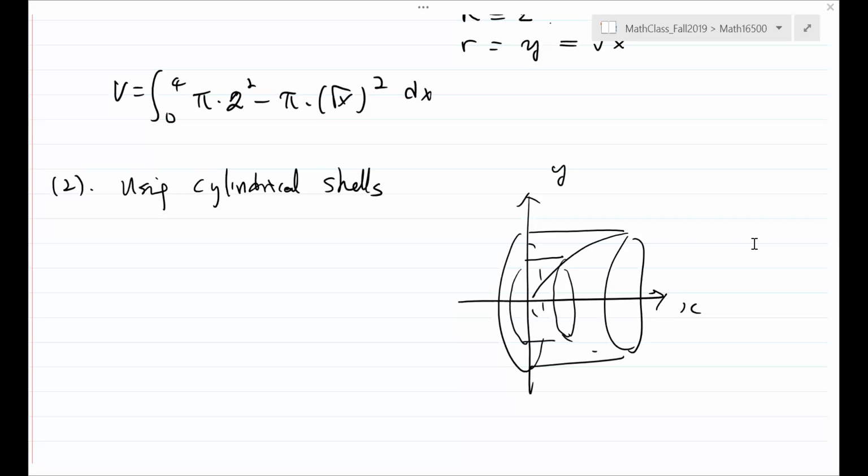All right, so what you do is find the parameter. The parameter is the radius. Then find the area of the cylinder in terms of r. Then you integrate. So the volume is going to be the integral of A(r) dr.